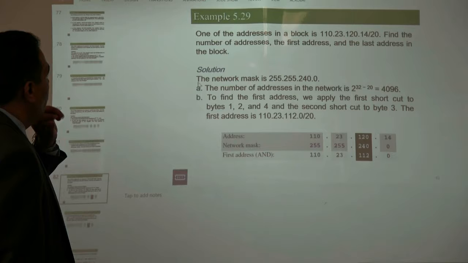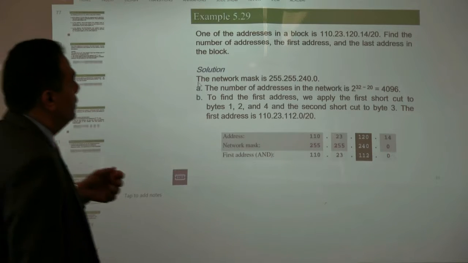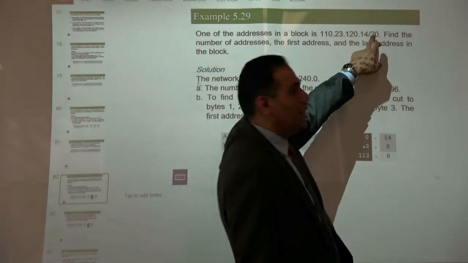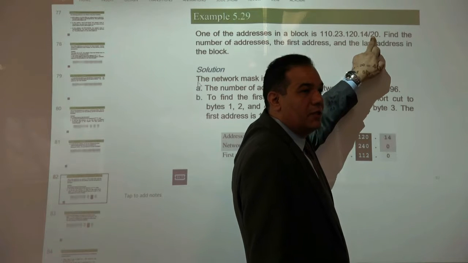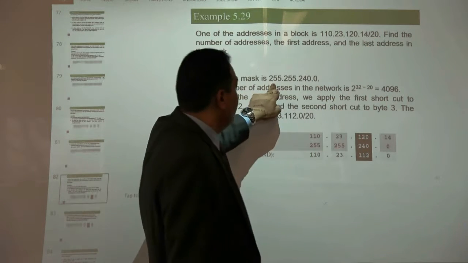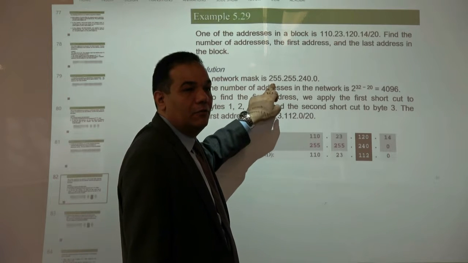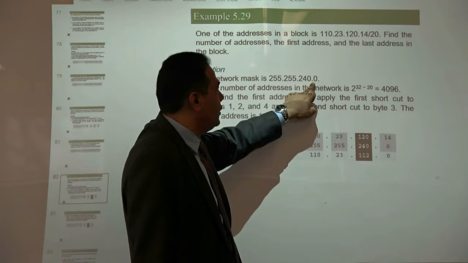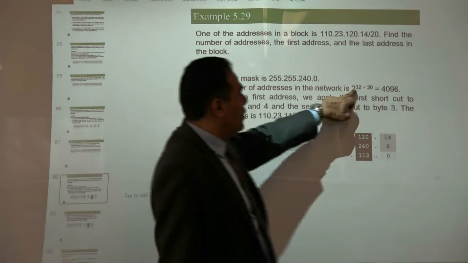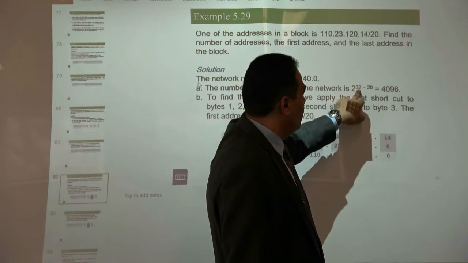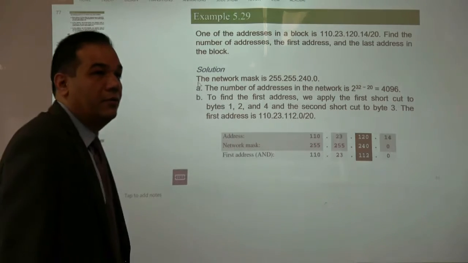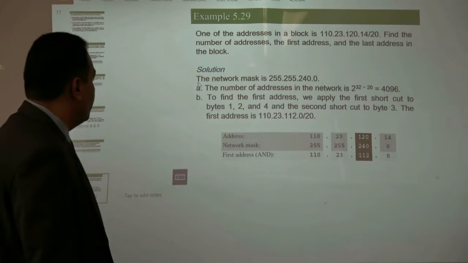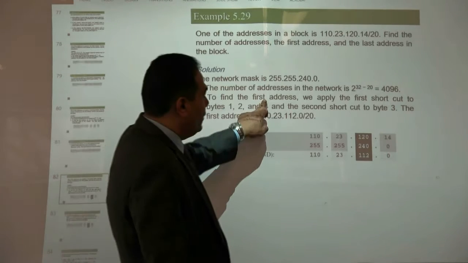Look at another example. One of the addresses in the block is this. What's the first thing we look at? The number 20. It tells you the number of ones in the subnet mask. You can calculate the subnet mask. What's the subnet mask? 255.255.240.0. How can you know the number of IP addresses? It's 2 to the power 32 minus 20. That's the number of IP addresses, 4K, about 4,000 IP addresses.